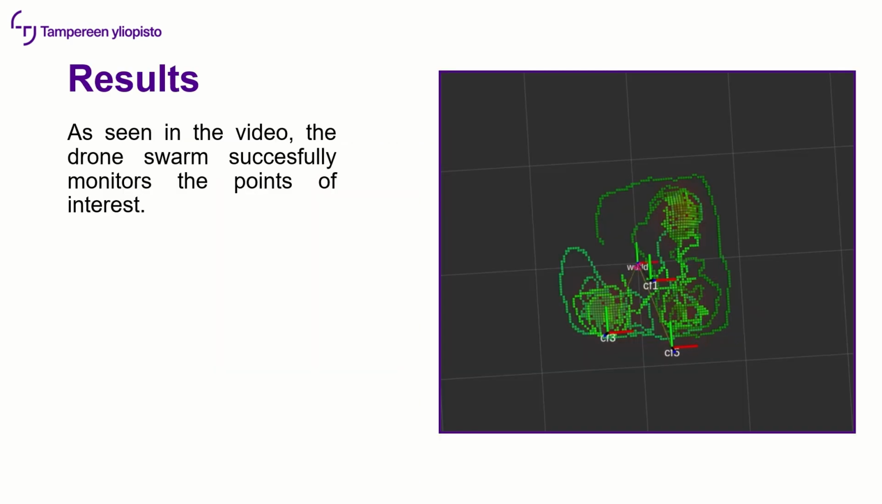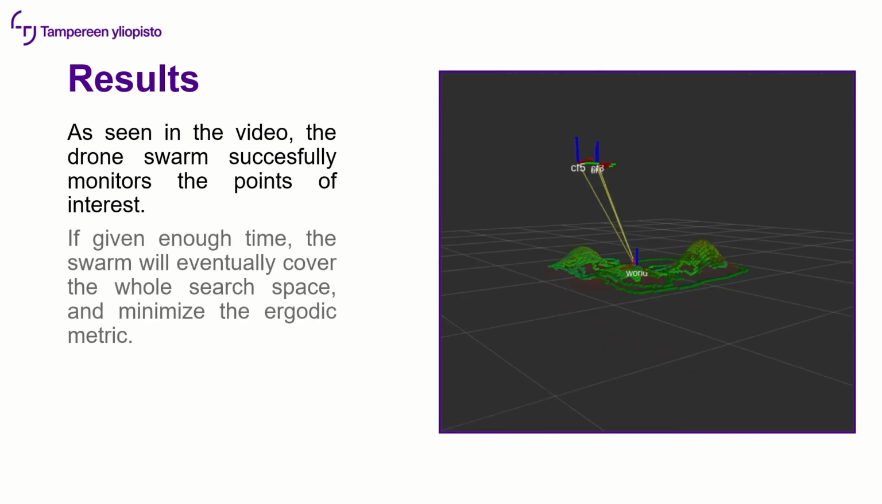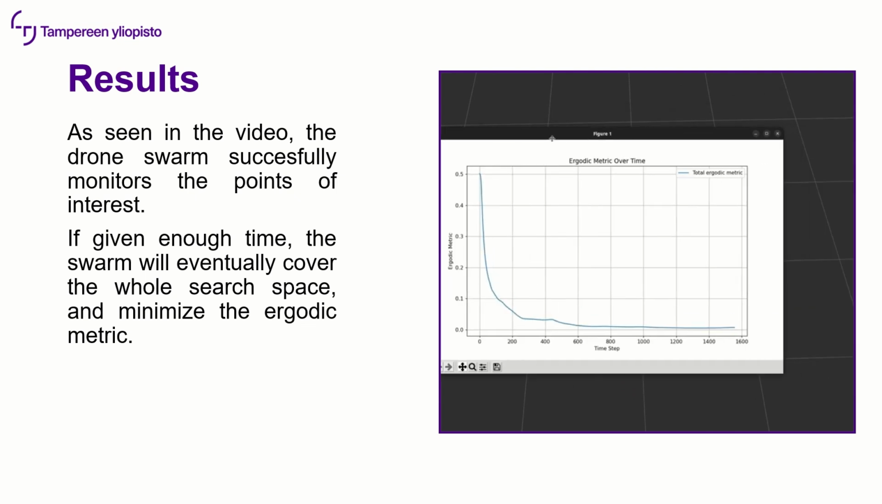As seen in the video, the drone swarm successfully monitors the points of interest. If given enough time, the swarm will eventually cover the whole search space and minimize the ergodic metric.